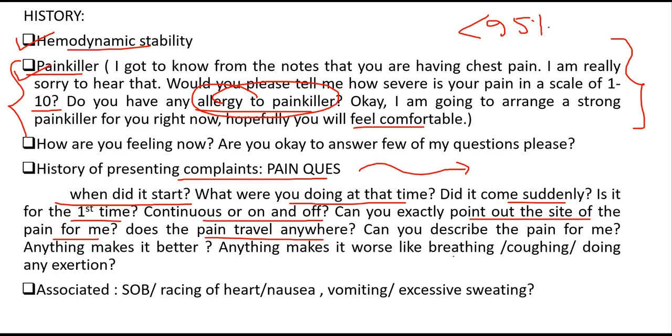Anything that makes it better, anything that makes it worse, like breathing, coughing, or doing any exertion. If chest pain gets worse with exertion, that's heart related. If chest pain gets worse with coughing or taking a deep breath in, that's likely to be pericarditis chest pain. Okay, so this is important to know.